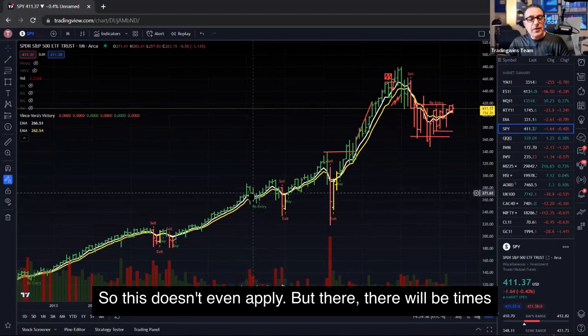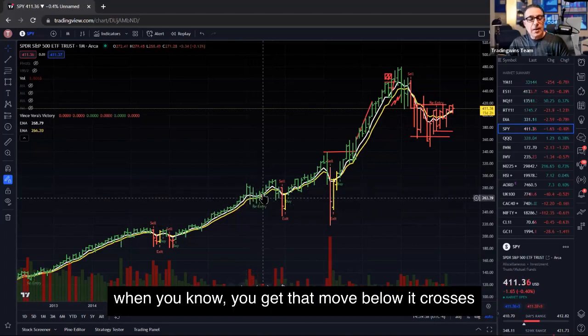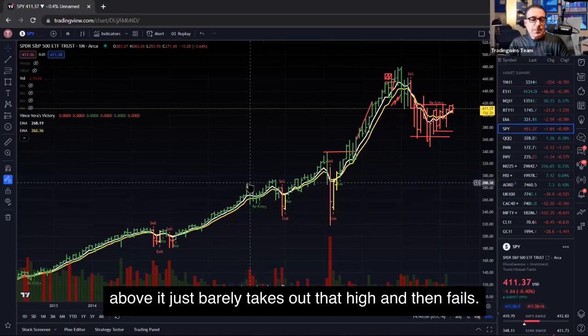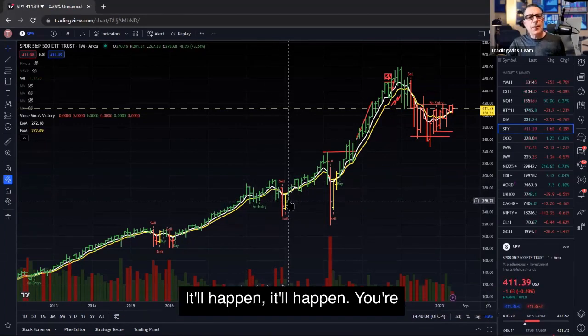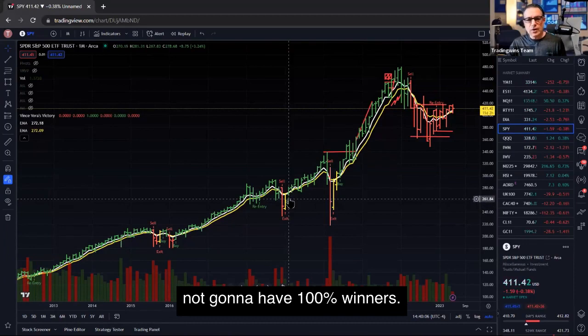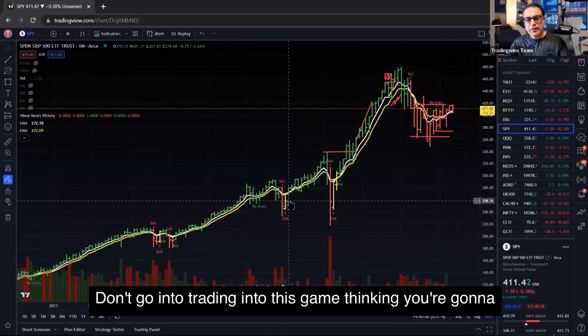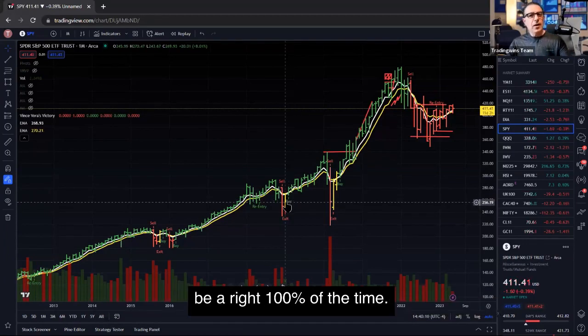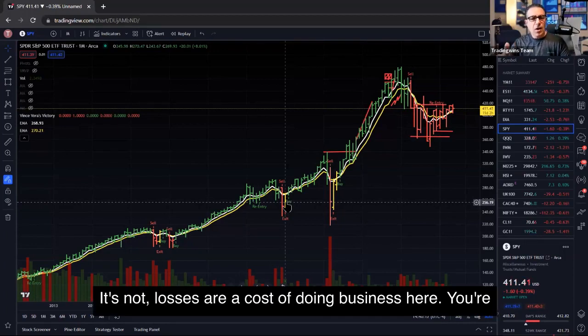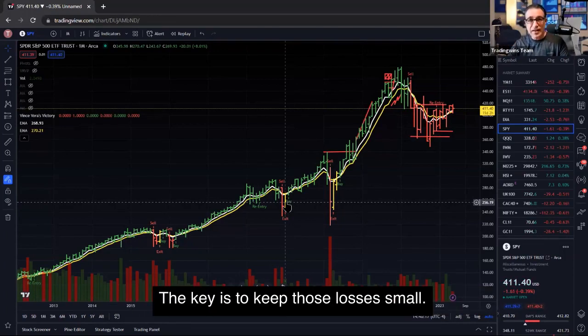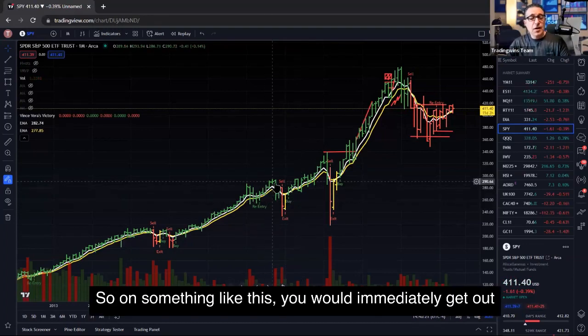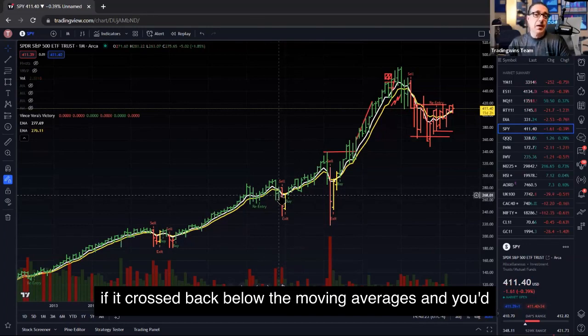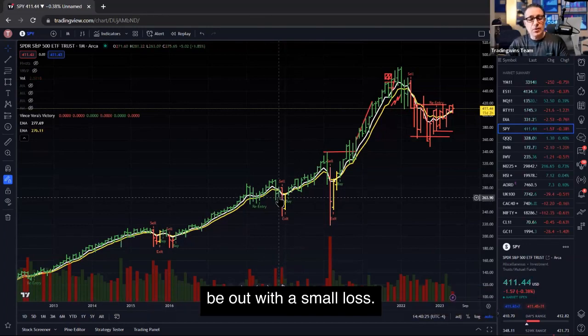But there will be times when you get that move below, it crosses above, it just barely takes out that high and then fails. It'll happen. You're not going to have 100% winners. Don't go into trading, into this game, thinking you're going to be right 100% of the time. It's not. Losses are a cost of doing business here. You're going to have losses. The key is to keep those losses small. So on something like this, you would immediately get out if it crossed back below the moving averages, and you'd be out with a small loss.